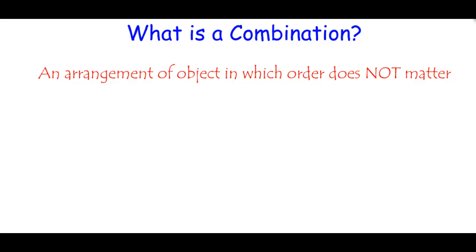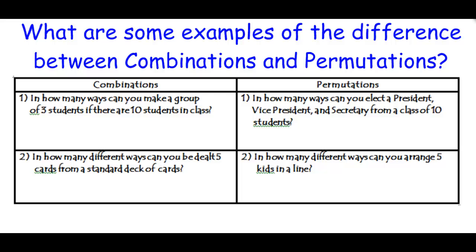So what is a combination? It's just an arrangement of objects in which order does not matter. We've already talked about permutations where order matters. This is basically similar, except that order does not matter, and we're going to go through some examples of that. So if we compare combinations and permutations, permutations is when order matters, combinations when order does not.